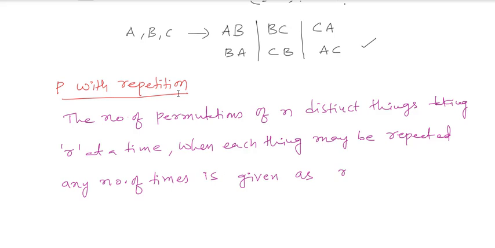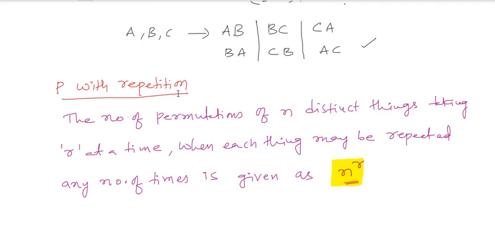This is very, very important. Permutations with repetition means n power r. This you have to keep in your mind. n to the power of r. Getting what I'm saying here? Understood? Let me take an example for understanding this.